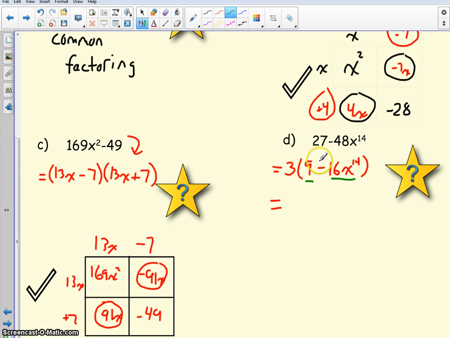So we have a perfect square minus a perfect square. It becomes a difference of squares pattern just like we saw over here in C. So I'm going to keep my 3, and now 3 times 3 gives me 9, so I'm going to have 3 minus 4, and then to get x to the 14, that would be x to the 7 times x to the 7, so I have 3 minus 4x to the 7, and then following the rest of the pattern, 3 plus 4x to the 7. Okay, again, recognizing that difference of squares pattern makes this one a lot easier.